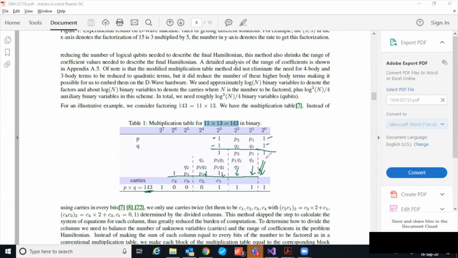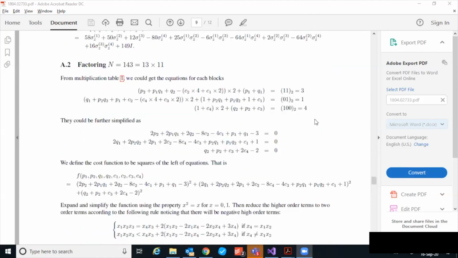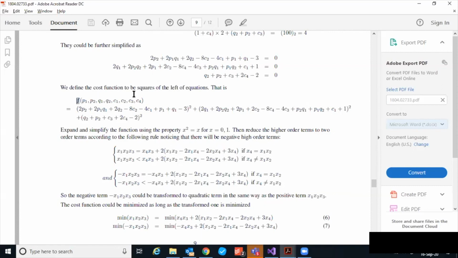Once we write these summations and equations, and simplify that table, what you will end up with is a system of equations, right? Since we are trying to solve for 143, for each column you will get an equation, and once you simplify it, you end up with a cost function which contains all these terms.